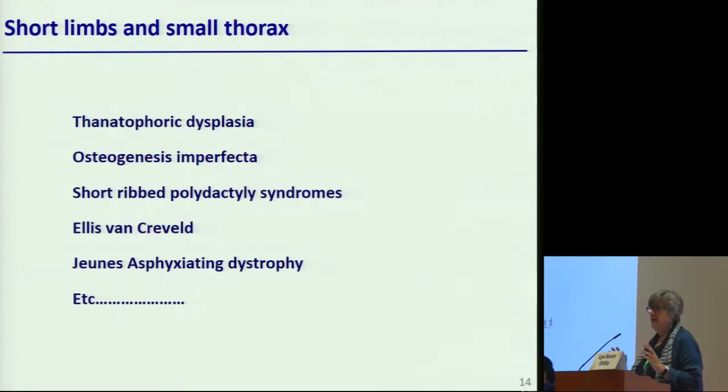Now let's think logically, let's categorize the babies that have got other features. So first of all, let's think about babies that have got short limbs and a small thorax. These are the common conditions. There are others, of course, because there are lots of skeletal dysplasias. Once again, we come up with thanatophoric dysplasia, that'll be the commonest, osteogenesis imperfecta, the short rib polydactyly syndromes, Ellis-Van Creveld, and some of the other ciliopathies, Jeune asphyxiating thoracic dystrophy, etc., and a lot of other conditions.